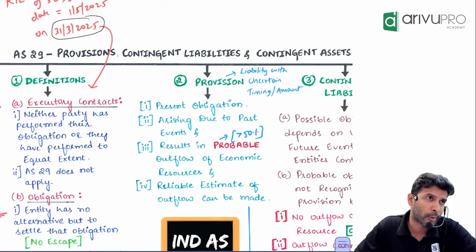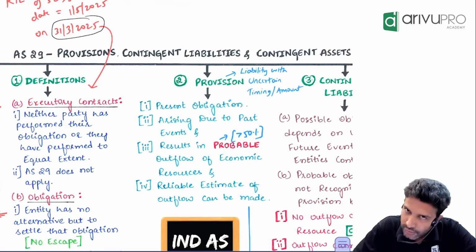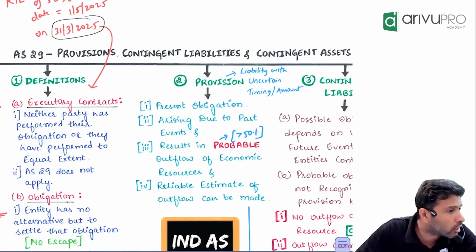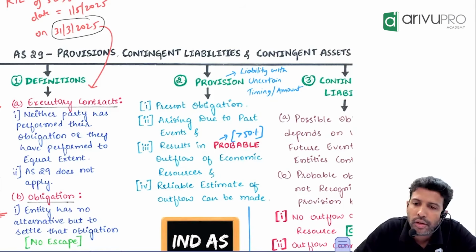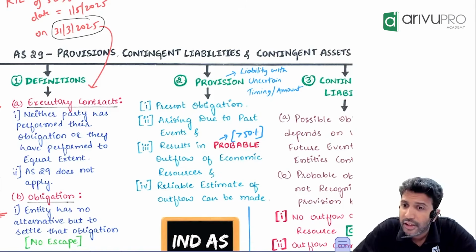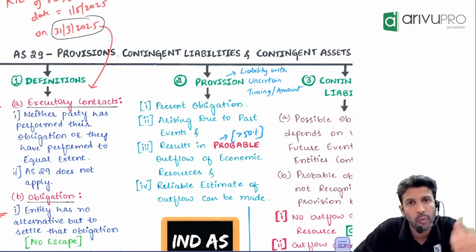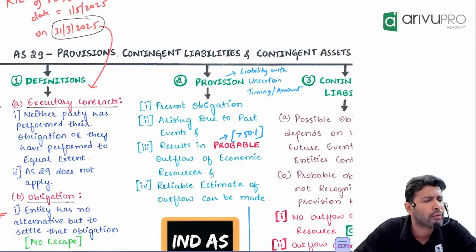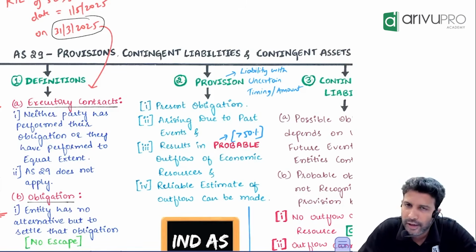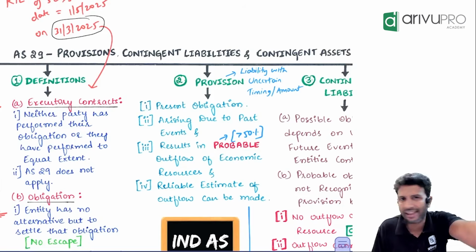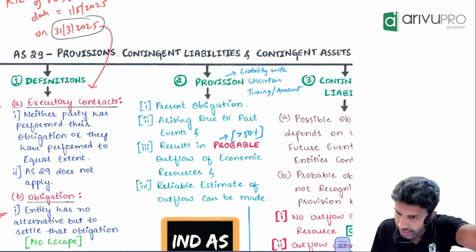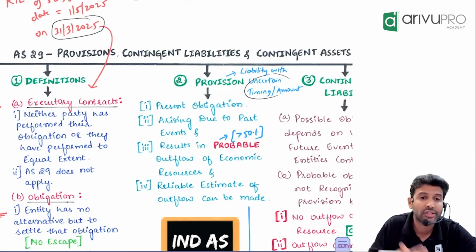Sir, what is the meaning of provision, sir? Provision is also a liability. Creditor is also a liability. Sir, what is the difference, sir? Creditor is a pakka liability, meaning how much you have to pay the creditor, when you have to pay the creditor, any confusion or full clarity? Full clarity. Provision, no clarity. That's all. Provision is also a liability, but how much you will settle, when you will settle is not 100% known.